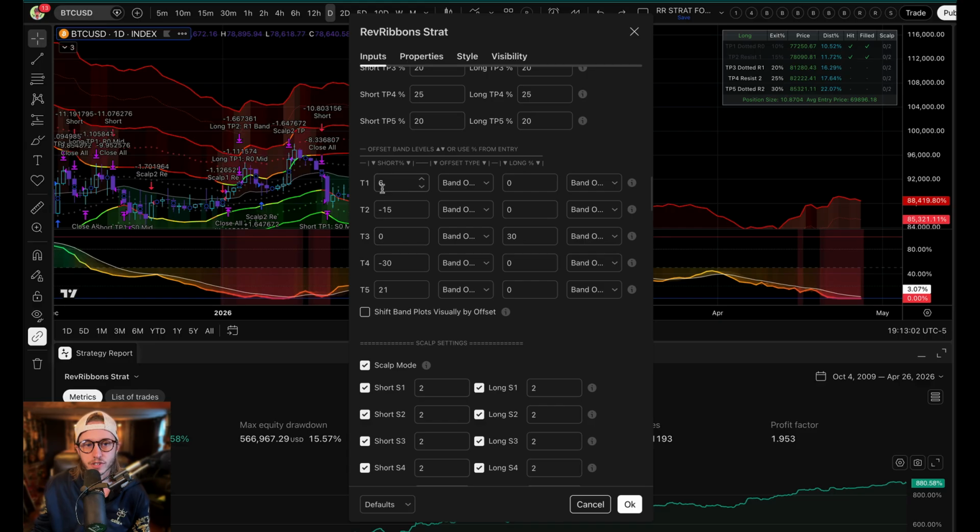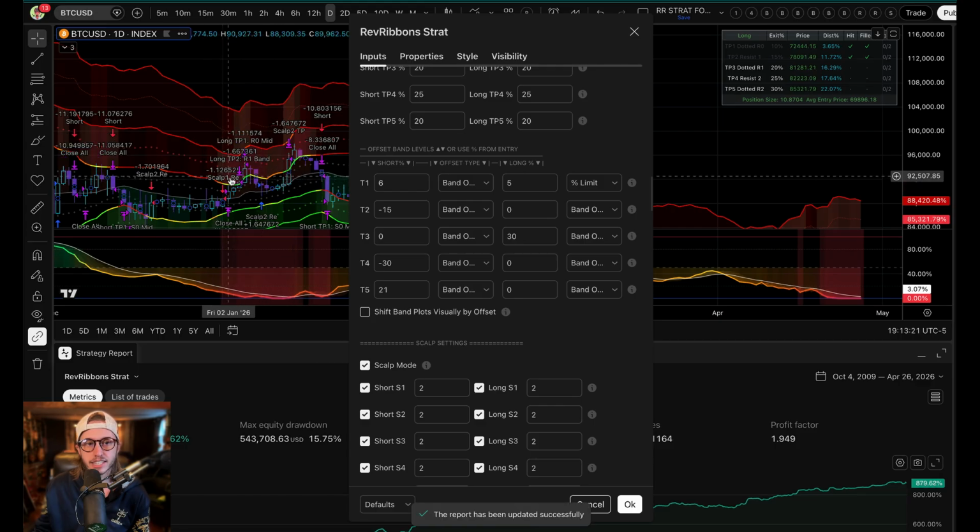So this first area right here, these are all for short. These are all for long. It helps save a good bit of space doing it this way. So I want to look at long, target 1. I'm going to say I want it to take profit at 5% limit above the midline. Once price moves 5% above the midline, it's going to hard take limit right there at that moment.